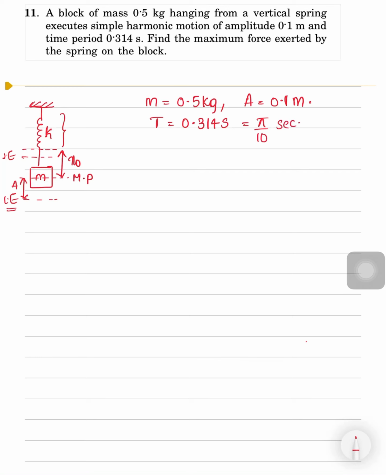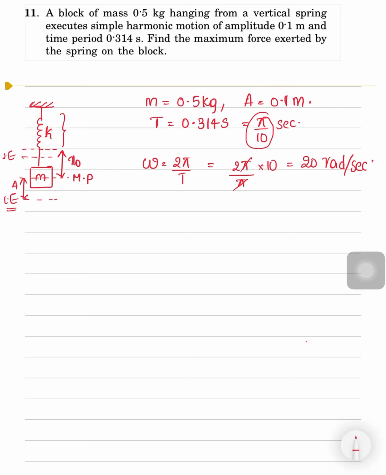First I am going to use the relation between angular frequency and time period, which is omega equals 2 pi by T. Here I am going to substitute the value of T, which is pi by 10. So this will be 2 pi divided by pi by 10. 10 will come to the numerator, and this pi will get cancelled out. So this will be equal to 20 radians per second. So omega is calculated now.